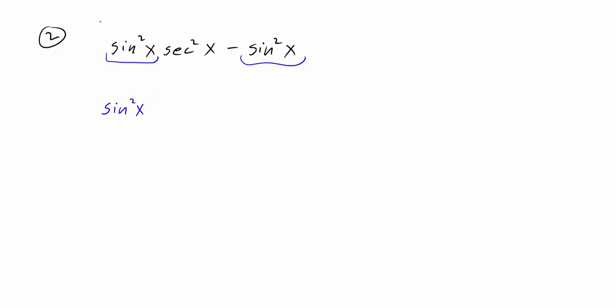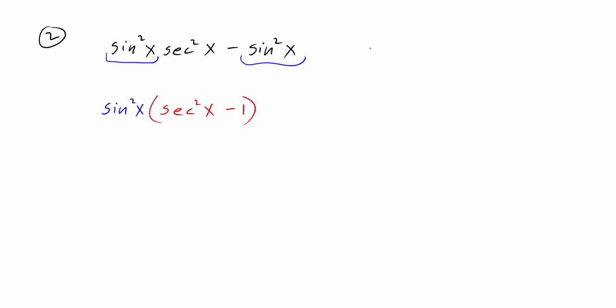All right, the second example we have is sine squared multiplied by secant squared minus sine squared. And this one here, we're going to notice that we actually have two terms, and they both contain sine squared x. So therefore, we're going to factor out sine squared, and if we do that, we'll be left with secant squared x minus 1.